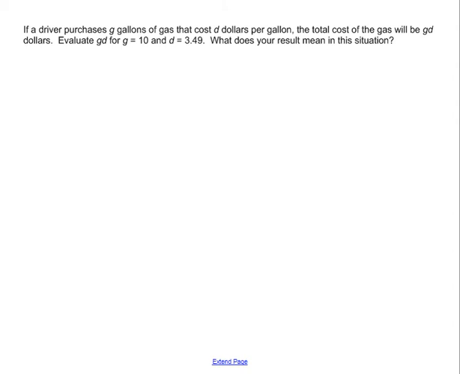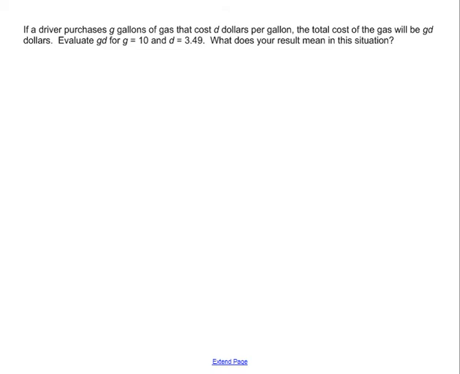If a driver purchases G gallons of gas that cost D dollars per gallon, the total cost of the gas will be GD dollars. Evaluate GD for G equals 10 and D equals 3.49. What does your result mean in this situation?